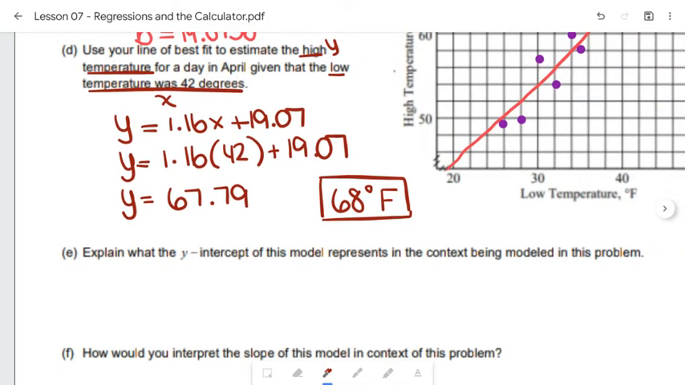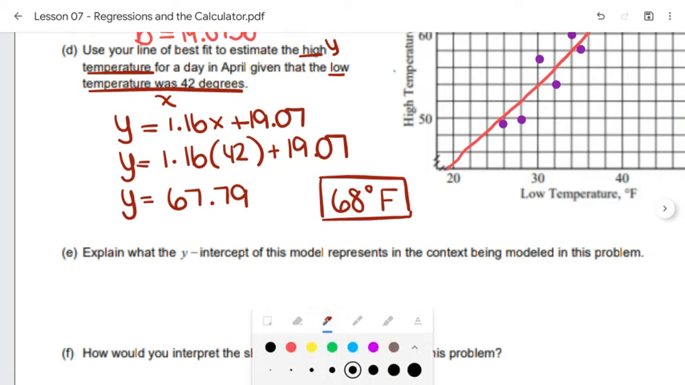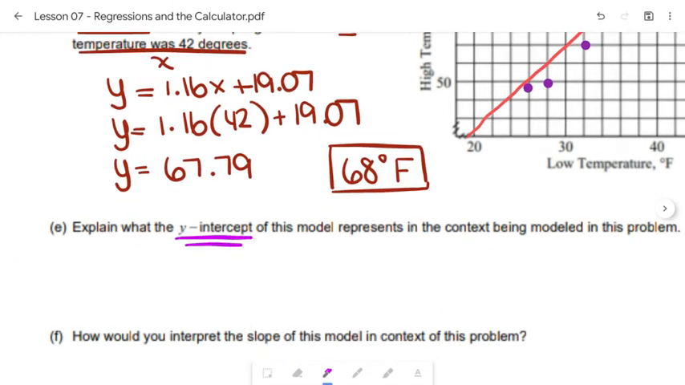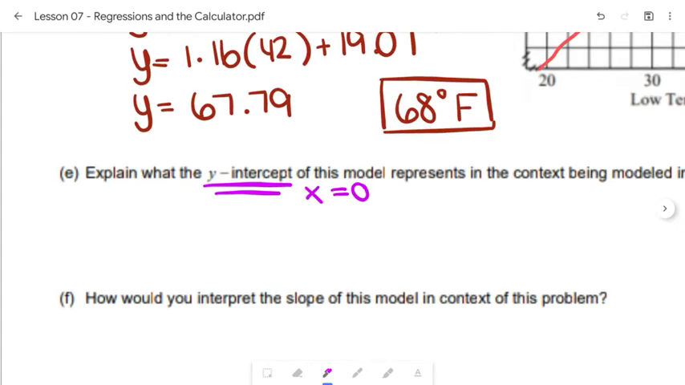Okay, so if I break this all up, though, explain what the y-intercept of this model represents in the context of being modeled in this problem. So based off this problem alone, the y-intercept we know is when x is equal to 0. It's our initial value.